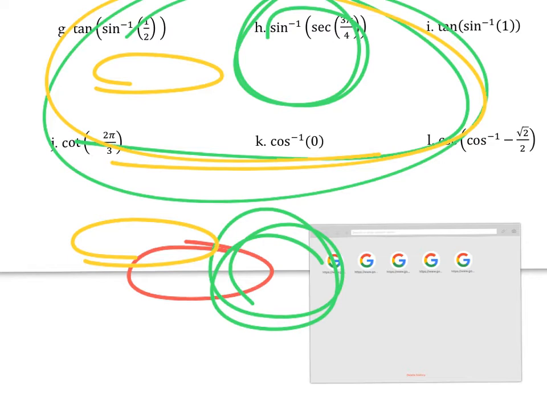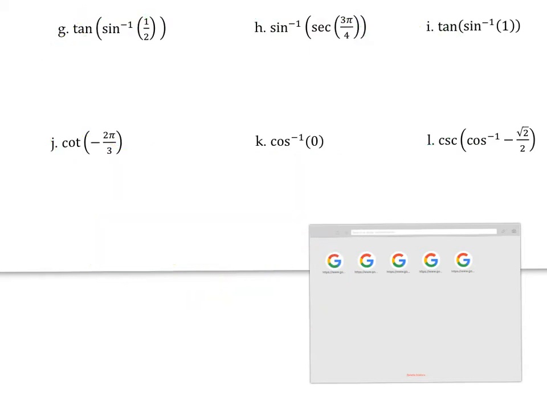And now I want to know what cosecant is at 3 pi over 4. So cosecant is the same thing as 1 over sine. So 1 over sine is the same thing as saying 1 over the square root of 2 over 2, or 1 times 2 over the square root of 2, which is just 2 square root of 2 over 2, which is just the square root of 2.